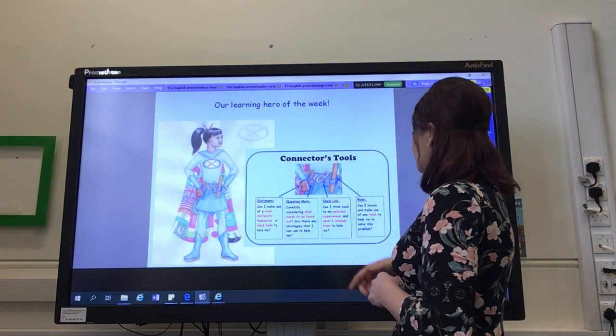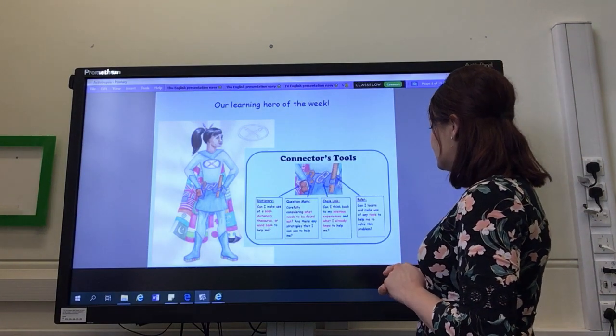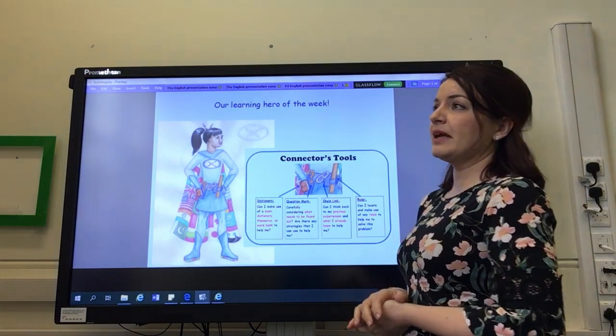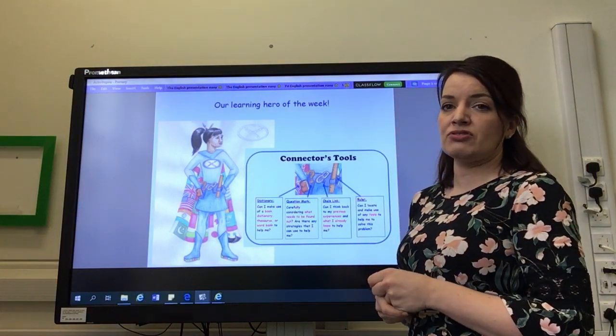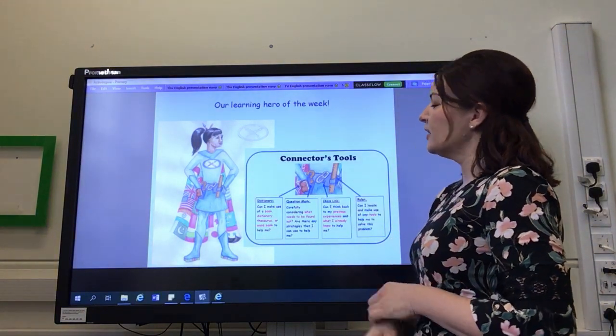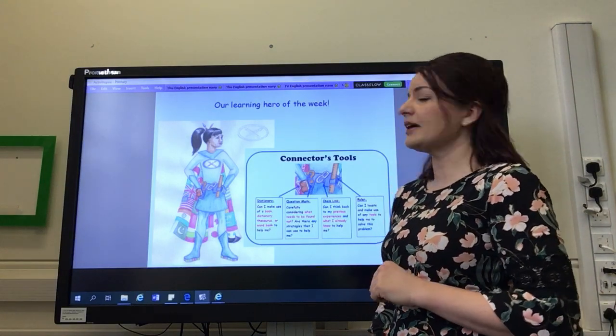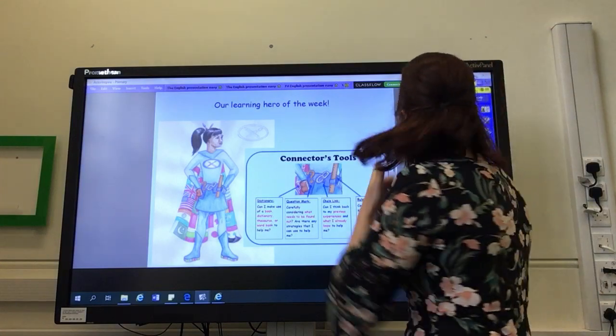And finally, the ruler. Can I locate and make use of any tools to help me solve this problem? So it might be a ruler, it might be a number line in maths, it might be a bead string. If you're being like the connector, you won't wait for me or Miss Mole to tell you to use those things. You'll think, oh yes, that would help me, and use them yourself.